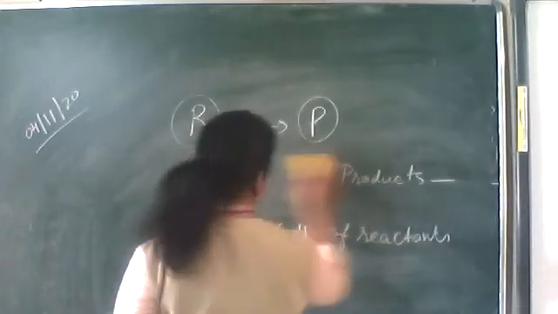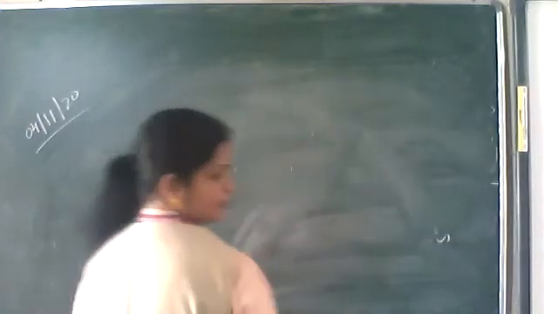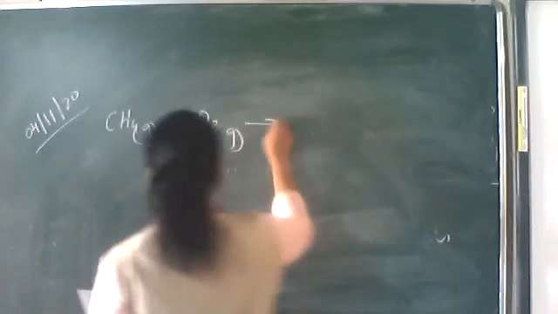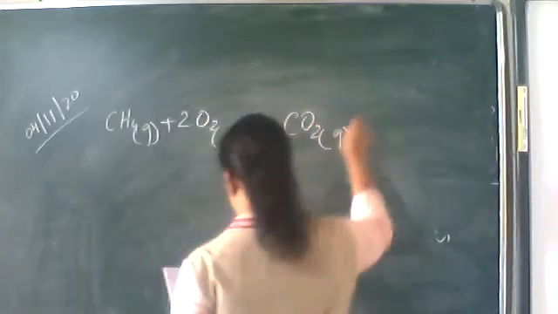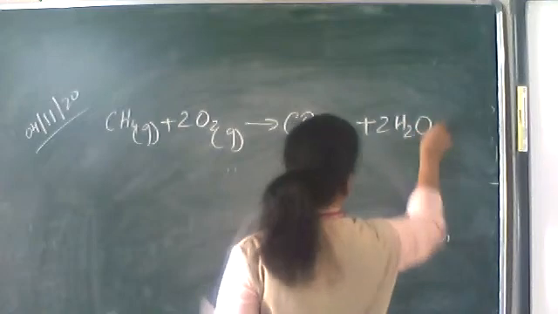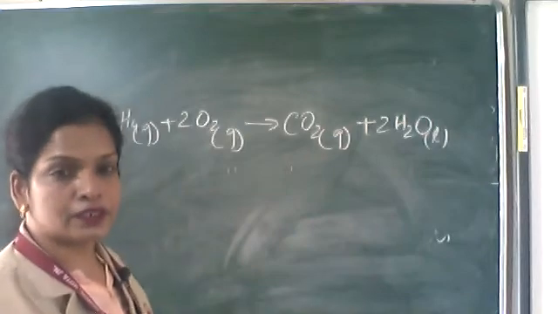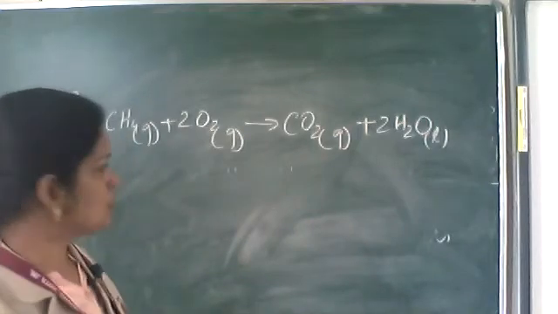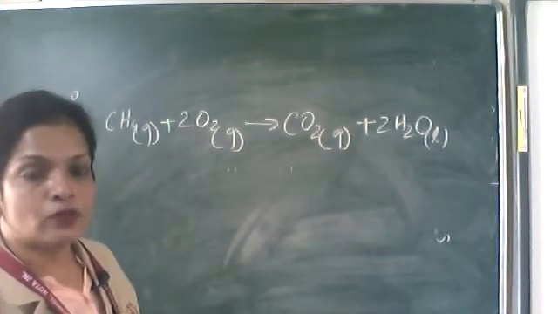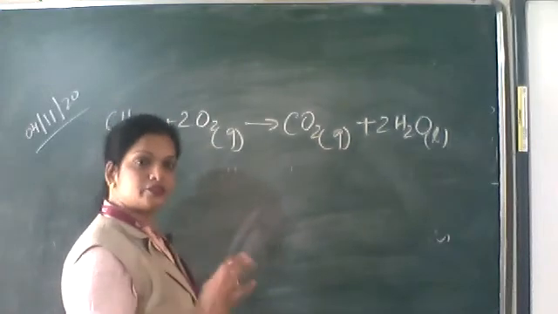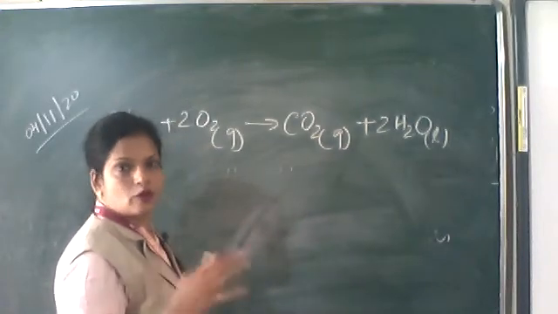Write down one example, that is CH4 gas plus 2O2 gas gives CO2 gas plus 2H2O liquid. Now you know that this is a combustion reaction. During a combustion reaction, heat is liberated, heat is released. Combustion of hydrocarbons gives carbon dioxide and water. What is the enthalpy of this reaction? After this reaction, is energy released or absorbed? It is a combustion reaction. Of course, energy is released.